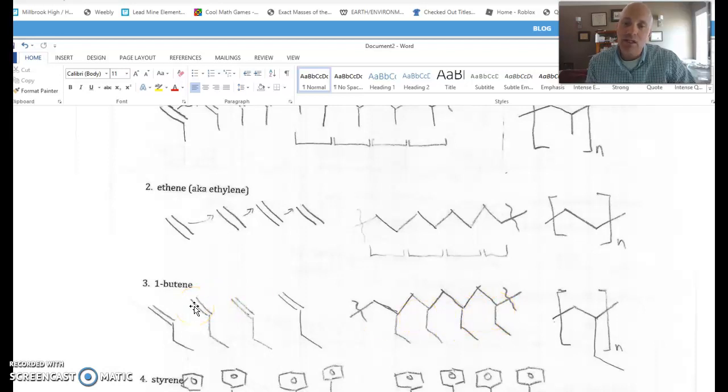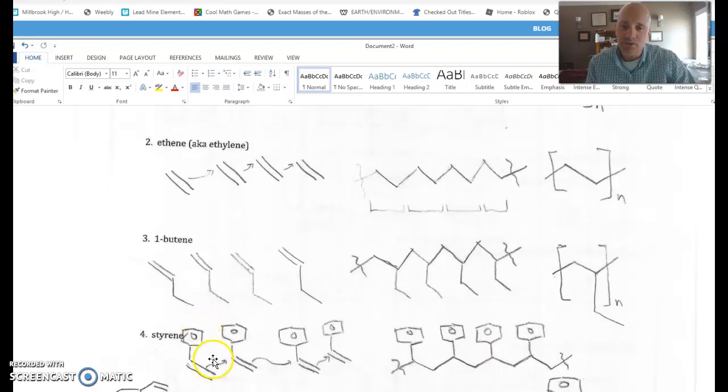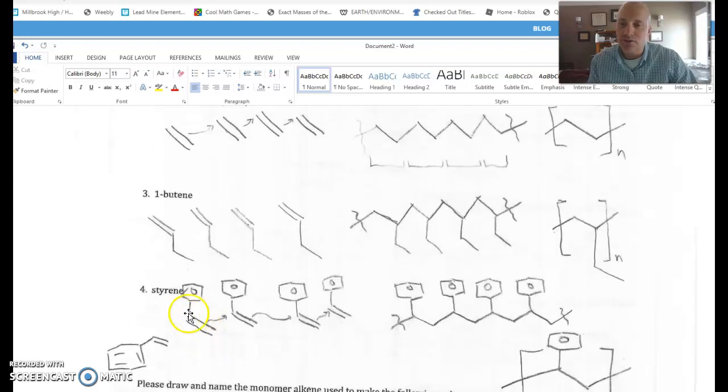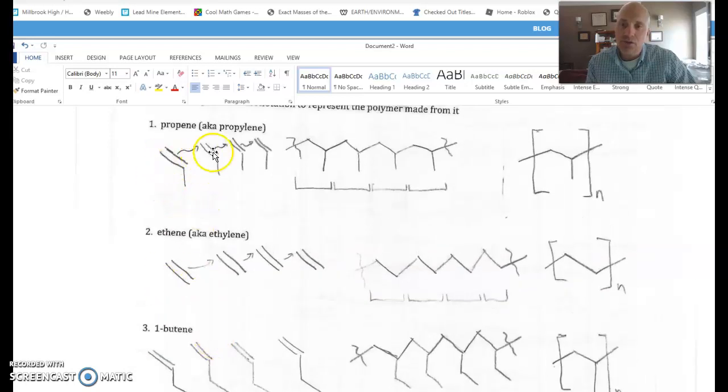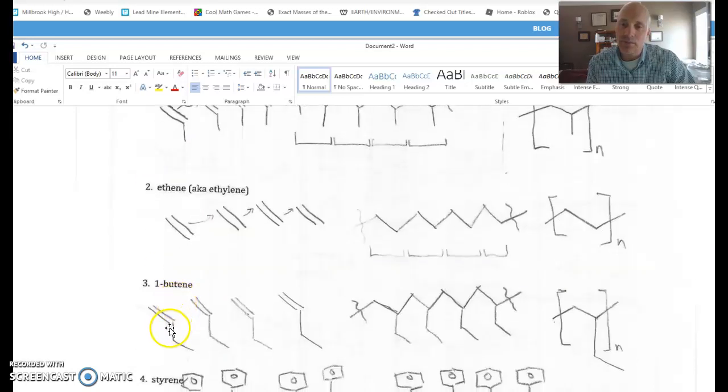And the last one, I've decided to do it a little bit differently. First of all, for styrene, if you look up styrene, this is the structure for it. And if you notice one thing I did in all of these right here, I always drew the alkene and I drew whatever's coming off the alkene coming off the bottom.